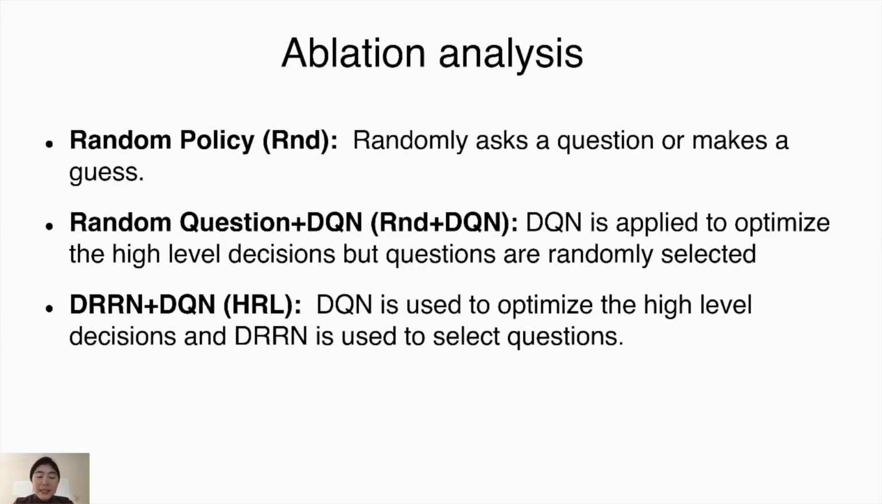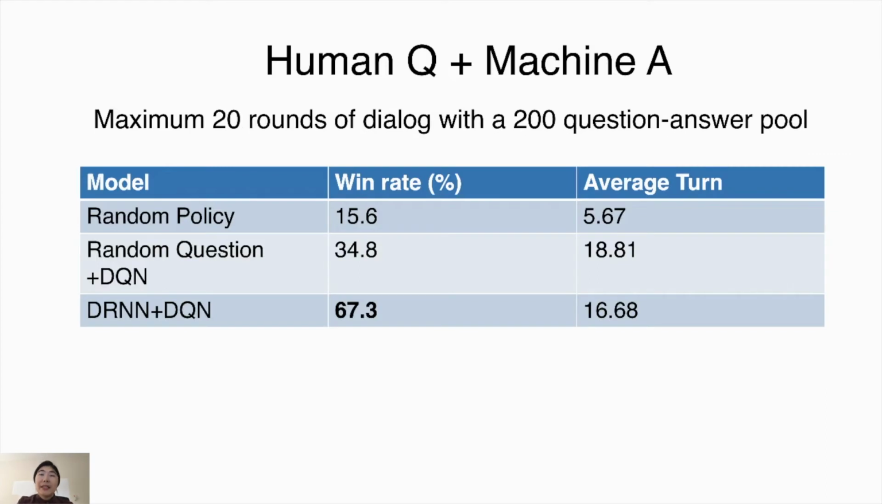Now we're going to test the RS system that has this kind of hierarchical decision process against other conversational policies that do not have this kind of hierarchical decision. The hierarchical decision is going to help us. So we're going to do random selection of any question, answer, or guess, or you can make DQA help you decide whether to ask a question or make a guess, but you randomly select a question. So we can see that with 20 rounds, we can do pretty good.